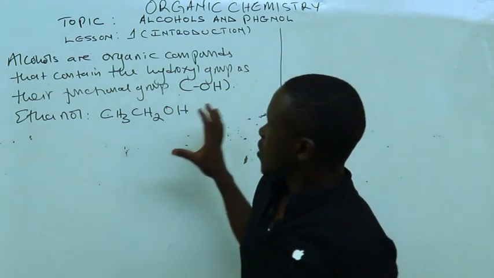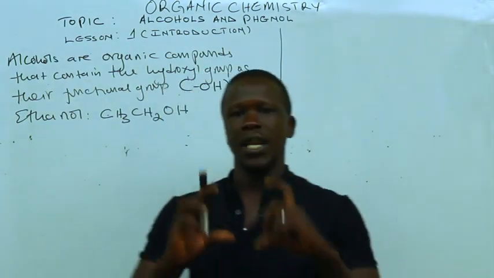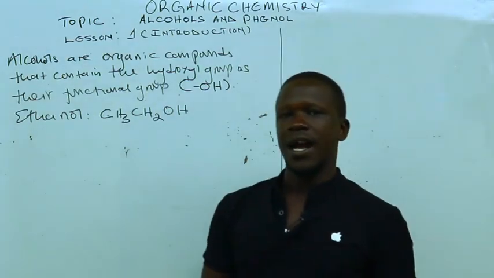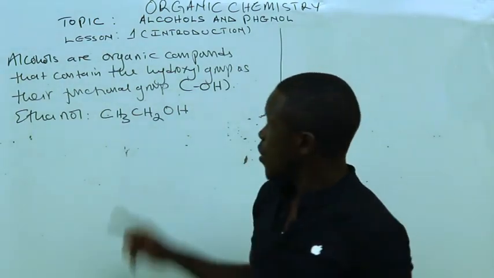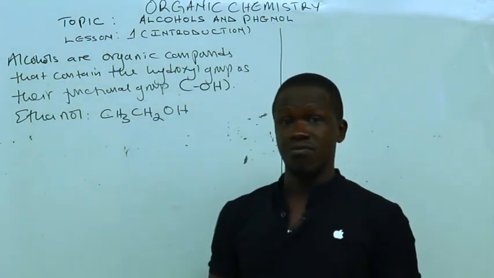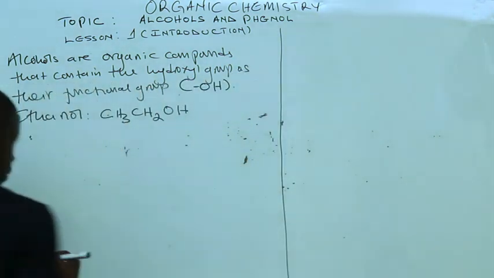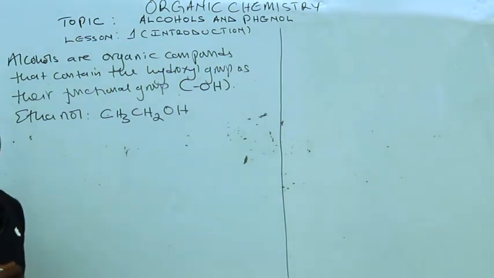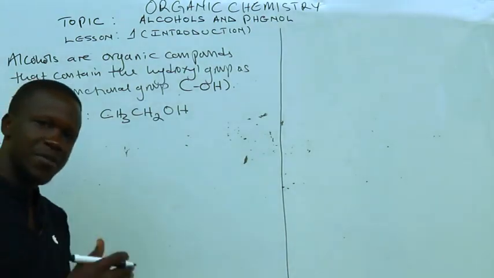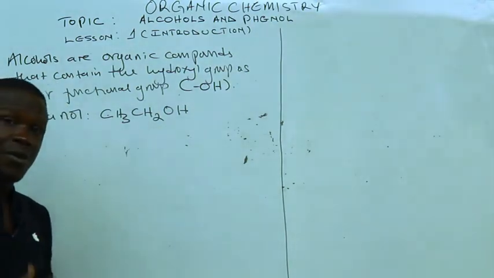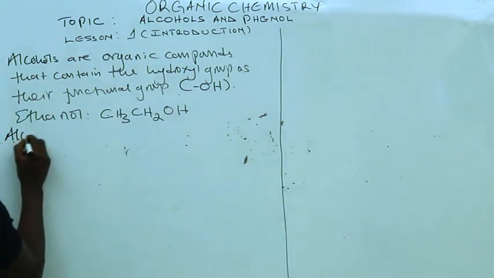Now, since there are very many other alcohols, it is important that we learn how to classify these alcohols. One of the ways we can classify these alcohols is depending on the number of hydroxyl groups present on the carbon chain. Depending on the number of hydroxyl groups, alcohols may be classified as monohydric, dihydric, or polyhydric.